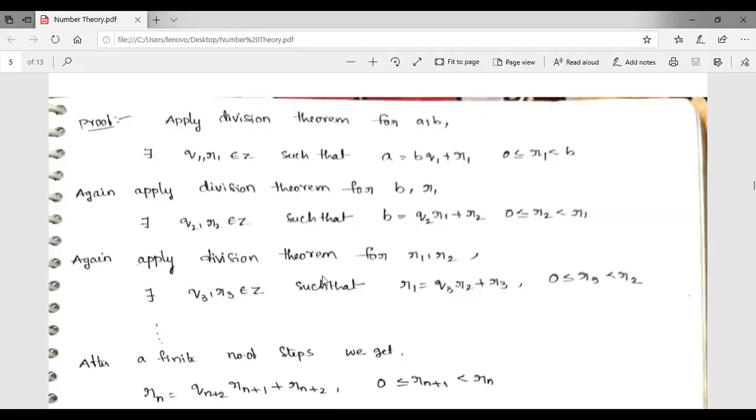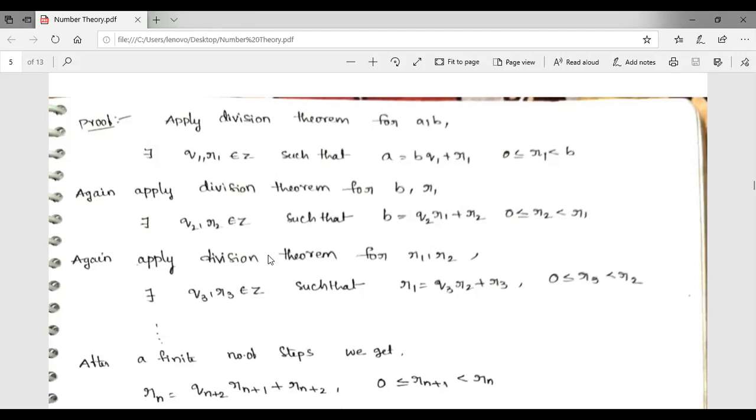So again apply the division theorem for R1, R2. There exist Q3, R3 belonging to Z such that R1 is equal to Q3 R2 plus R3. Here R1 is the dividend, R2 is the divisor, Q3 is the quotient and R3 is the remainder. This is called the division theorem.